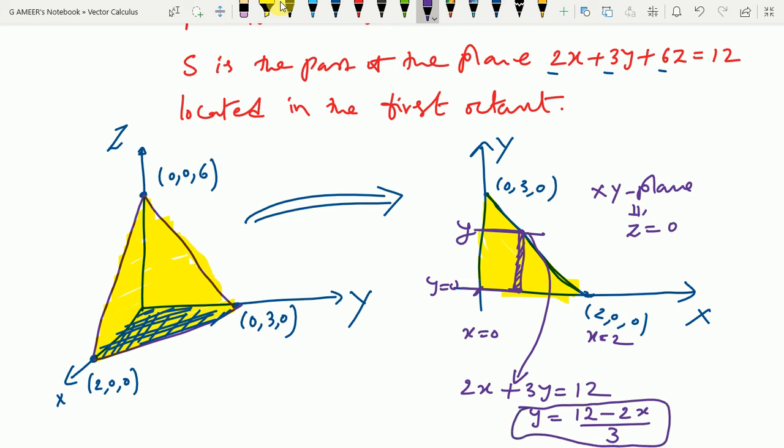Okay, so that means we need to evaluate this integration in the xy plane. x is going from 0 to 2 and y is going from 0 to (12 minus 2x) by 3.